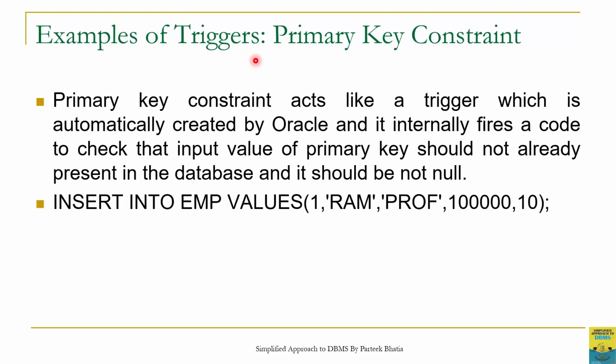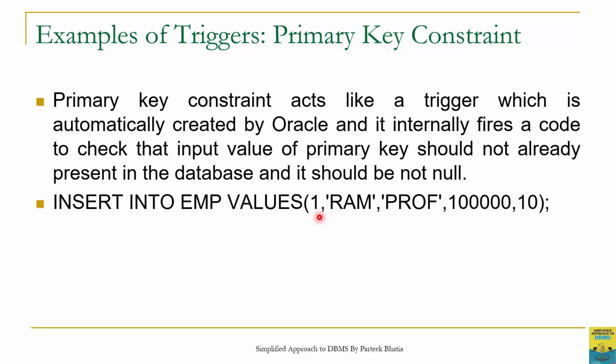Let us consider some examples of triggers. Primary key constraint can be considered as an application of a database trigger. For example, when we apply a primary key constraint on a column, Oracle automatically creates a trigger to enforce this constraint. Let us consider this insert statement: insert into emp values 1, Ram, Professor, 1 lakh, 10. Here 1 is the emp number, and let us suppose emp number is the primary key of this table.